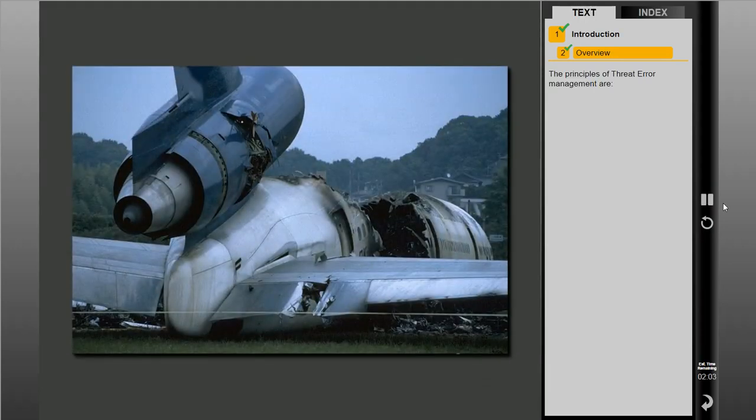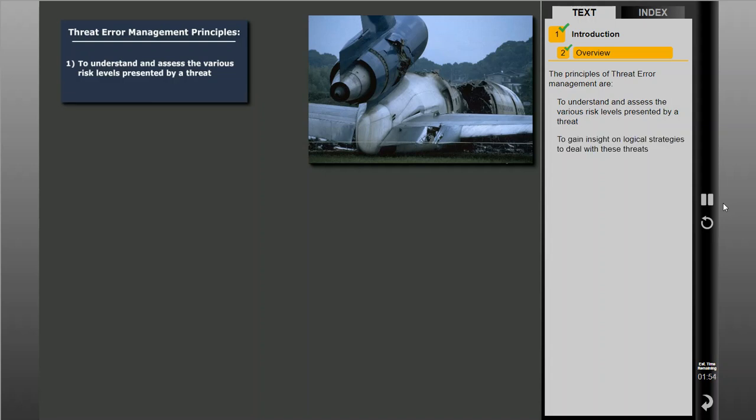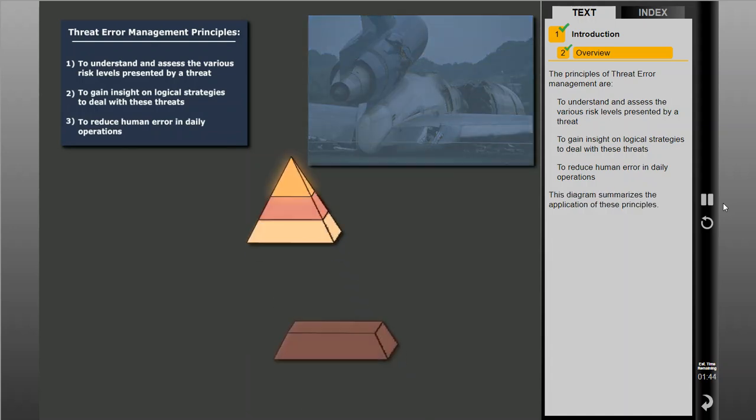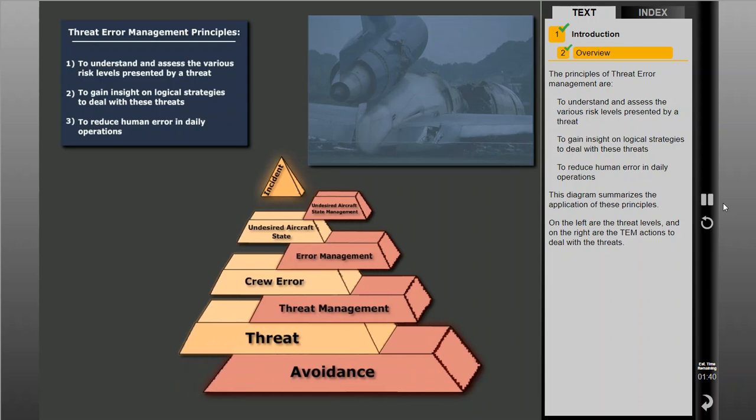The principles of threat error management are to understand and assess the various risk levels presented by a threat, to gain insight on logical strategies to deal with these threats, and to reduce human error in daily operations. This diagram summarizes the application of these principles. On the left are the threat levels, and on the right are the TEM actions to deal with the threats.